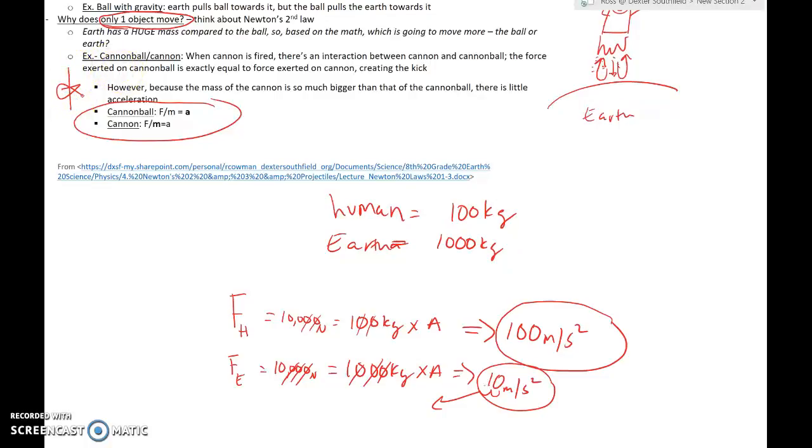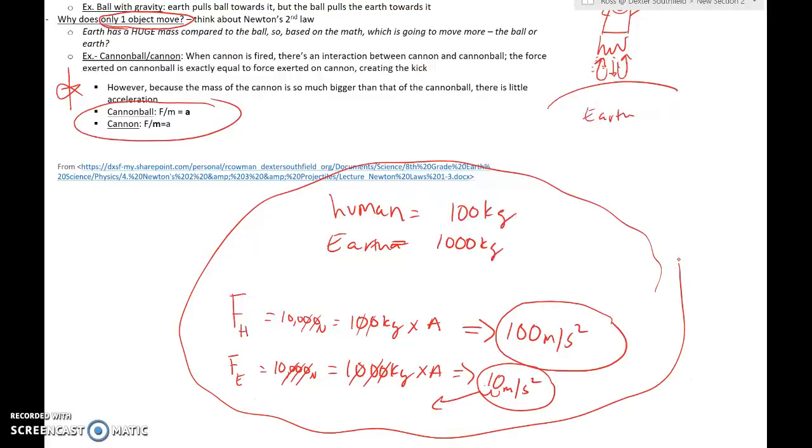This same concept applies to the cannon and cannonball. If you've ever seen a cannon fire, in a movie or in real life, does the cannon move when it fires the cannonball? Yeah, it slides back 3, 4, 5, 6 feet, but the cannonball shoots forward hundreds of feet. That's because of the difference in mass. Because there are equal and opposite forces, in this case 10,000 newtons, but the masses are different, the accelerations are therefore going to be different.